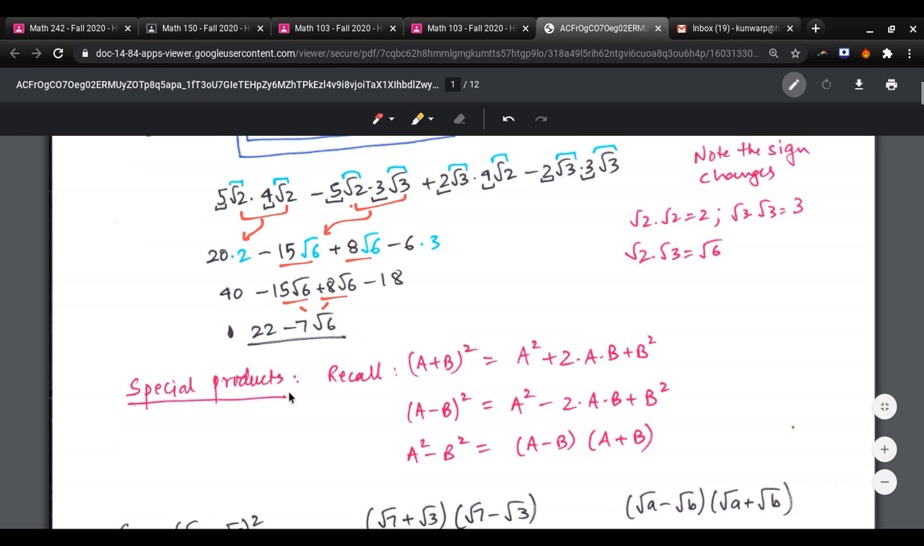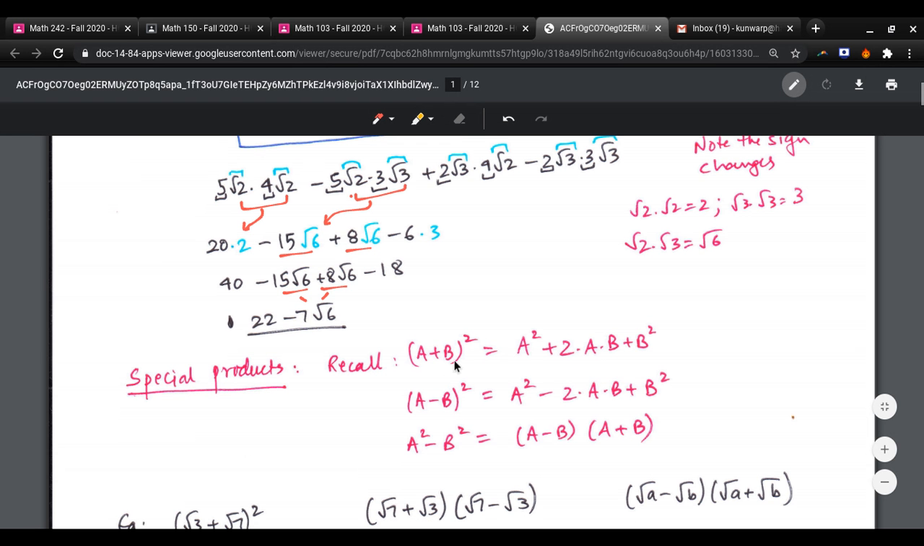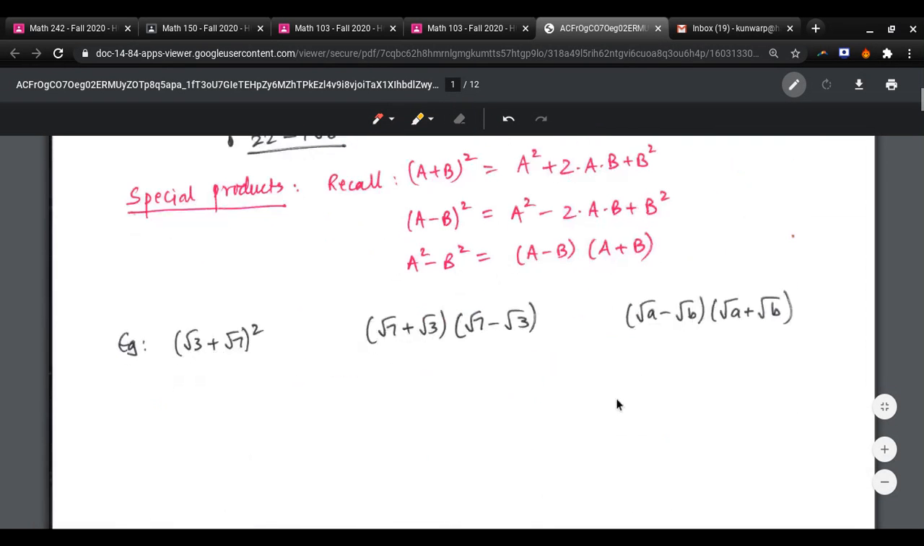There are some special products which we have seen before. For example, a plus b whole squared is a squared plus 2ab plus b squared. A minus b whole squared is a squared minus 2ab plus b squared. And a squared minus b squared is a minus b times a plus b. Here are examples of how you can use them.